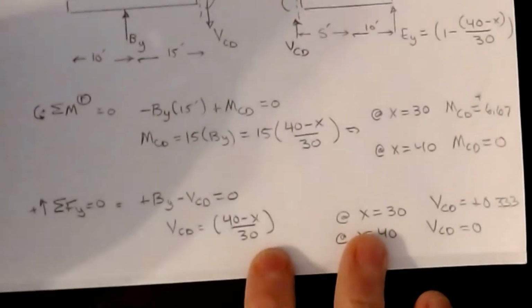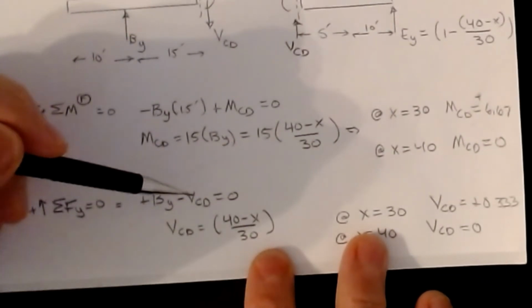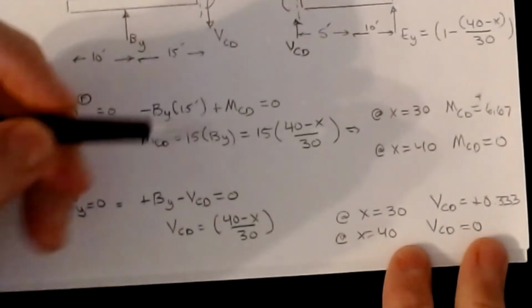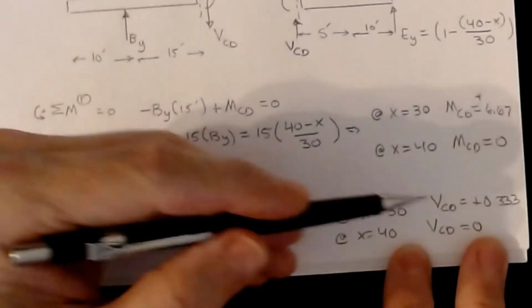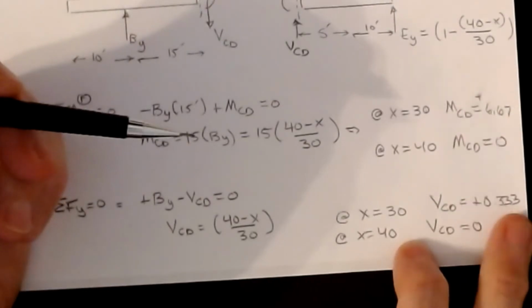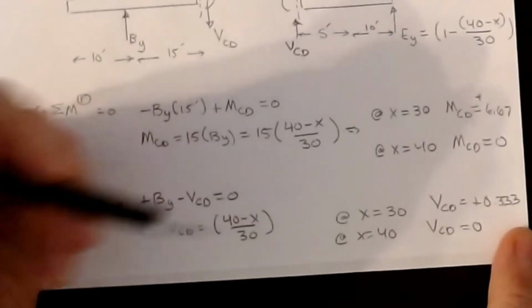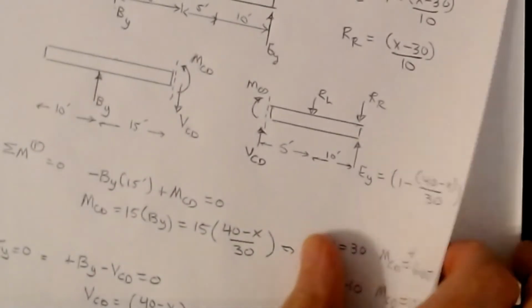Same thing for shear. Now it's BY minus VCD equals 0, so VCD is (40 minus x)/30. Okay, plug in x equal to 30, I get a positive 0.33. That guy matches. And then if I plug in x equal to 40, I get a VCD of 0, which it should be because, again, the load is over the support. All right, so all that's left now is to take all of that data that we've plotted, and that was for 3 spans, and plot the pictures.